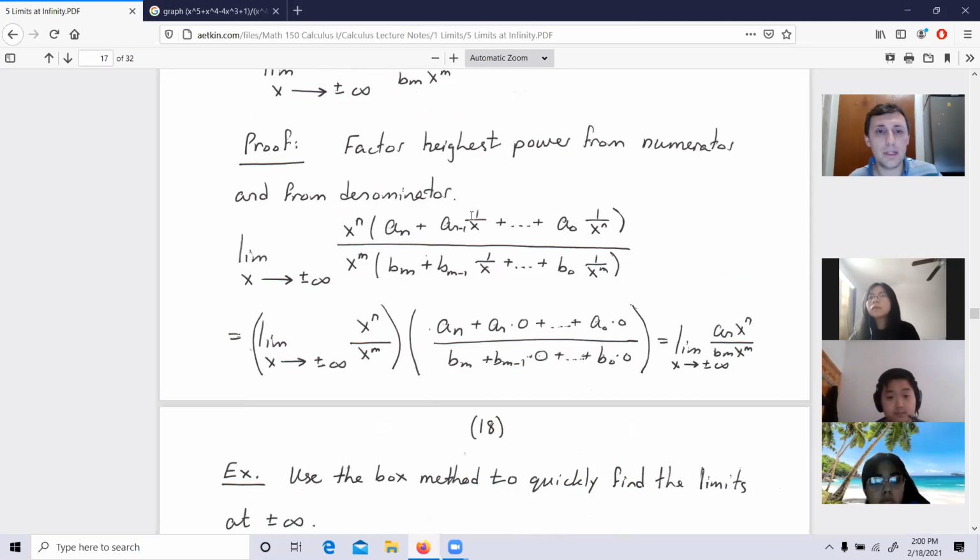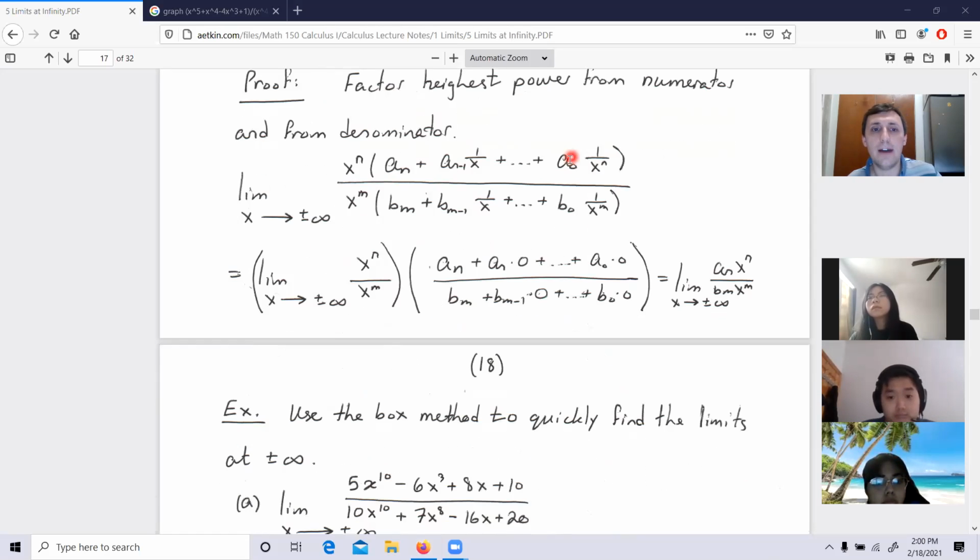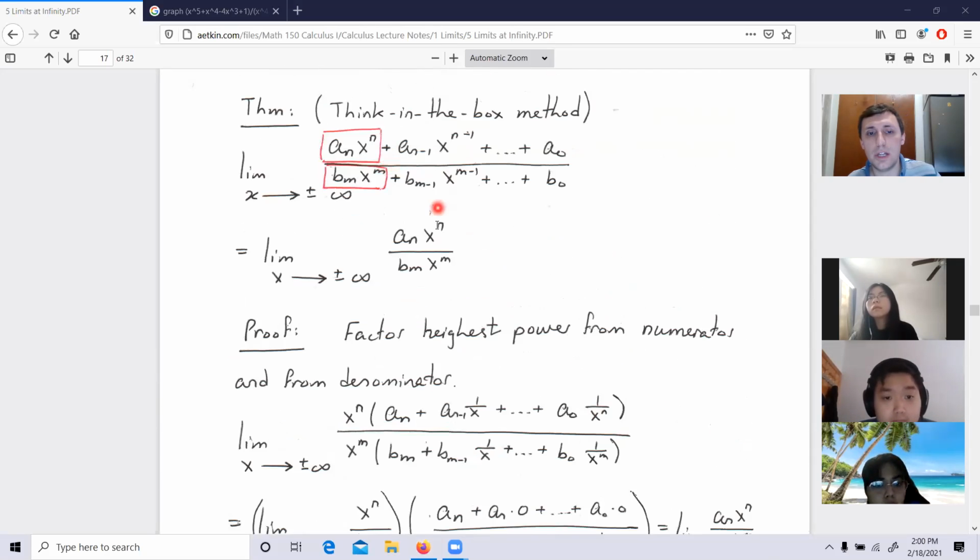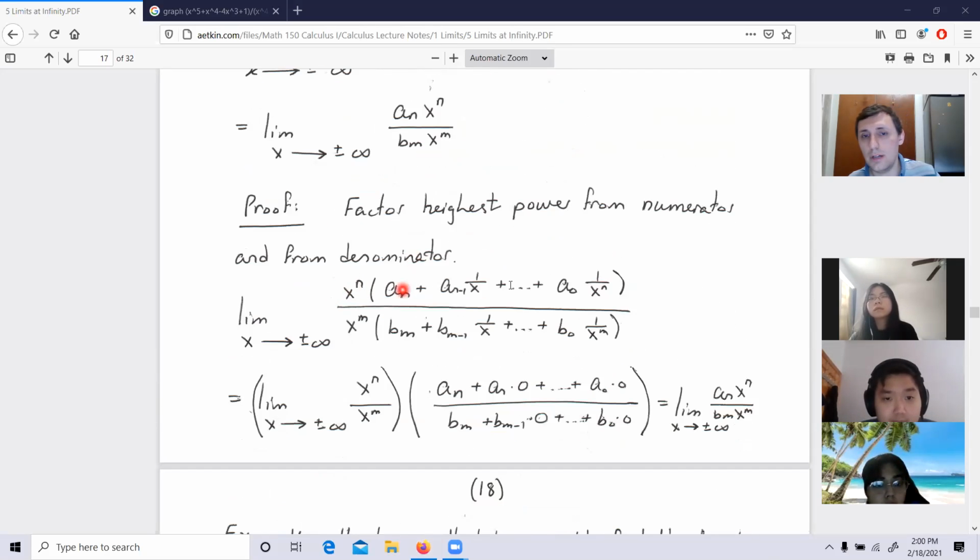Do you see what happens here, guys? Look at it. If I have this expression, I just factor leading power x to the n, and every other coefficient is divided by at least x.